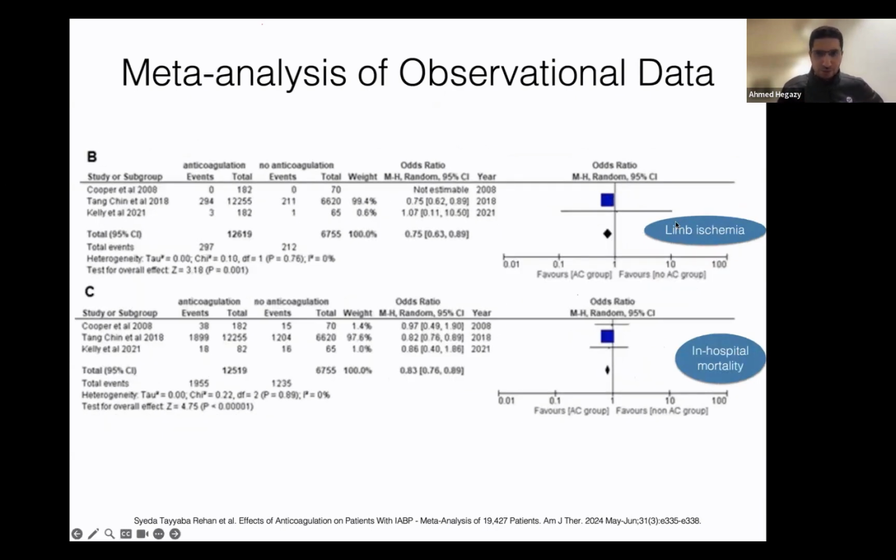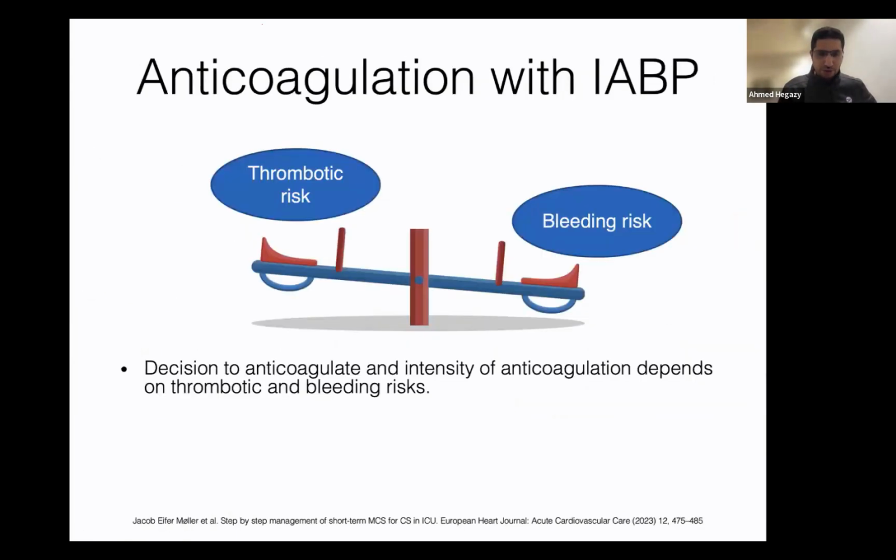And what they found when it comes to limb ischemia in this meta-analysis, they found that there may be a benefit from anticoagulation in preventing limb ischemia. And there may be a benefit with in-hospital mortality. But you can see here, there's not a lot of studies, and it's all observational data. It's not RCT data. And so you can take this result with a grain of salt.